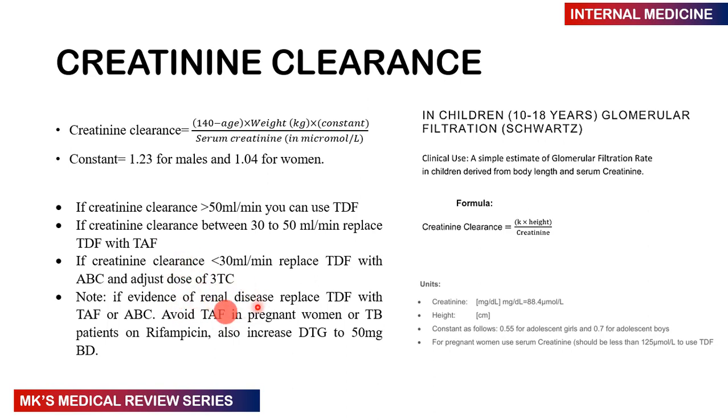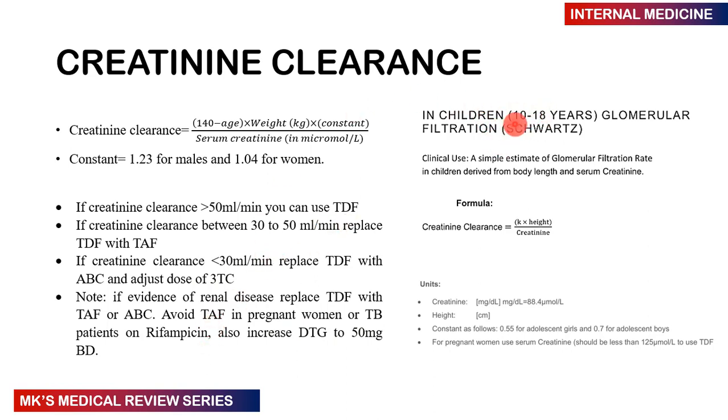Then, of course, if there's any evidence of renal disease replacement, then TDF should be replaced with TAF or ABC. Avoid TAF in pregnant women and patients that are on TB treatment, and also you should increase the dose of dolutegravir to 50 milligrams twice a day.